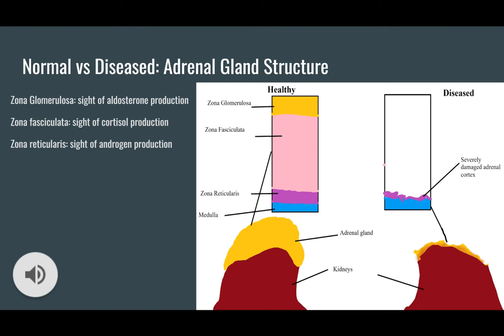So on the left here, we got a fully intact adrenal gland. All the layers are intact. On the right, we have a severely damaged adrenal gland, likely due to autoimmune attack. And you can see that the only remaining layer of this cross-section would be the zona reticularis, so they'd still have some androgen production there. The rest would be severely limited.